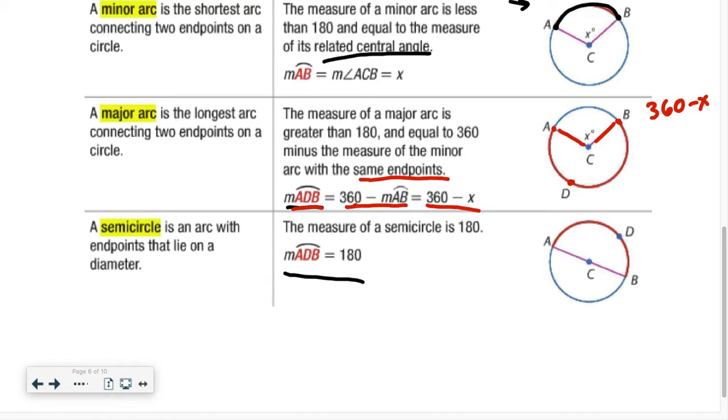Okay? And guys, a semicircle, it is an arc with a measure of 180, measure equal to 180. So a semicircle is an arc with endpoints that lie on a diameter. So here in this example, A, B, those endpoints, that's a diameter. So ADB is a semicircle. Okay, equal to 180, half a circle.